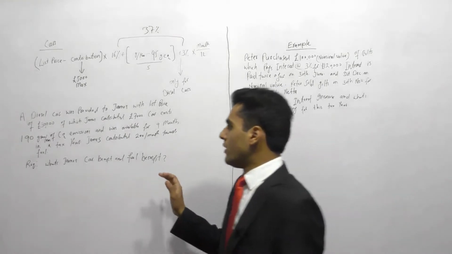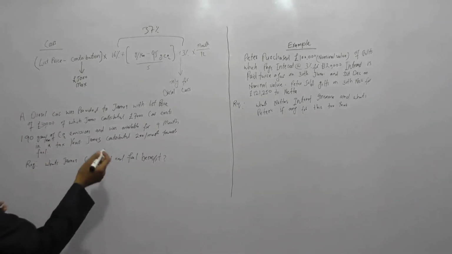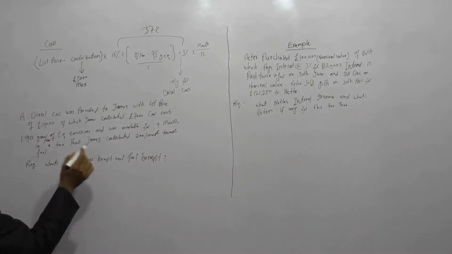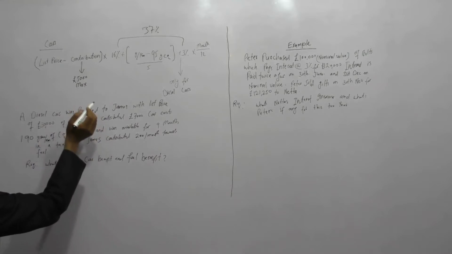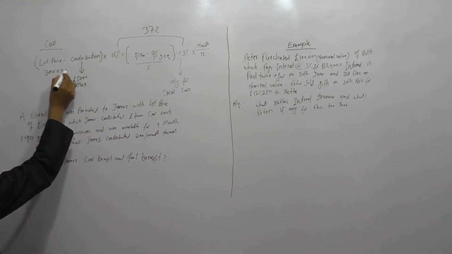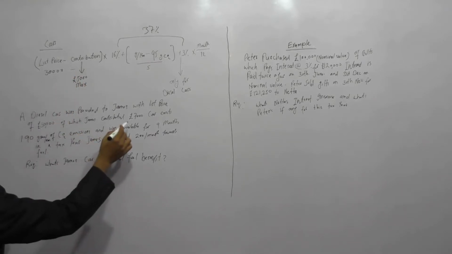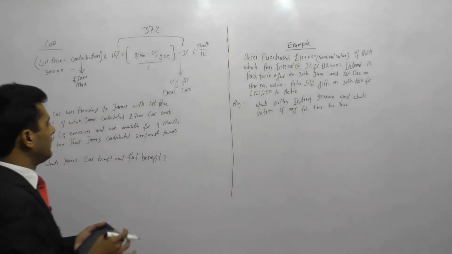All right, so shall we start then? We'll just pick up the figures and put them in our formula. So 30,000 pounds is the list price. So 30,000 pounds less how much? He has contributed 7,000 pounds. Remember, the maximum we can deduct is 5,000 pounds.